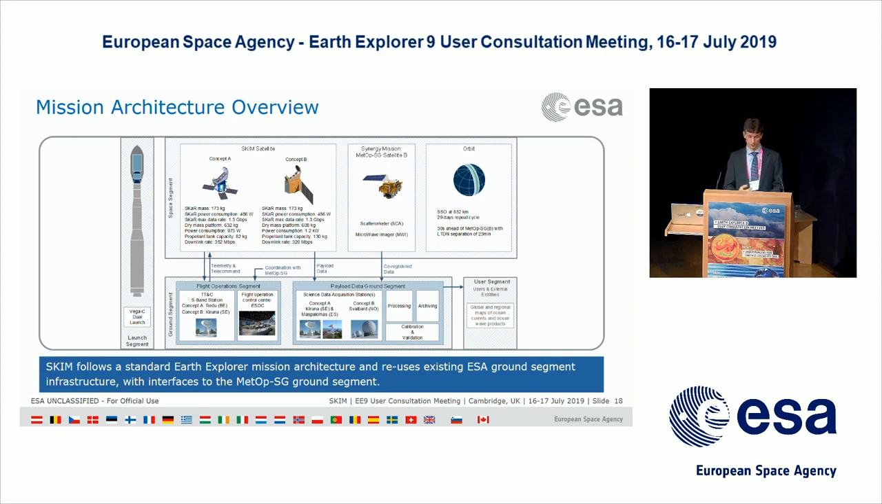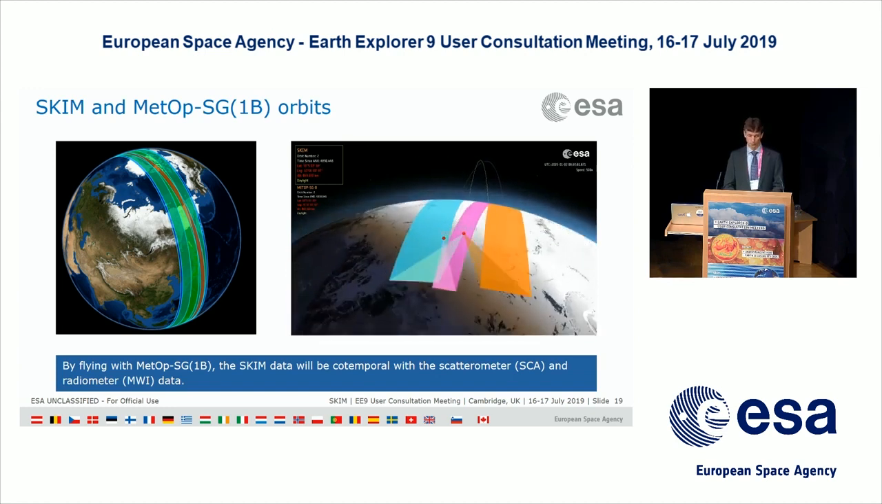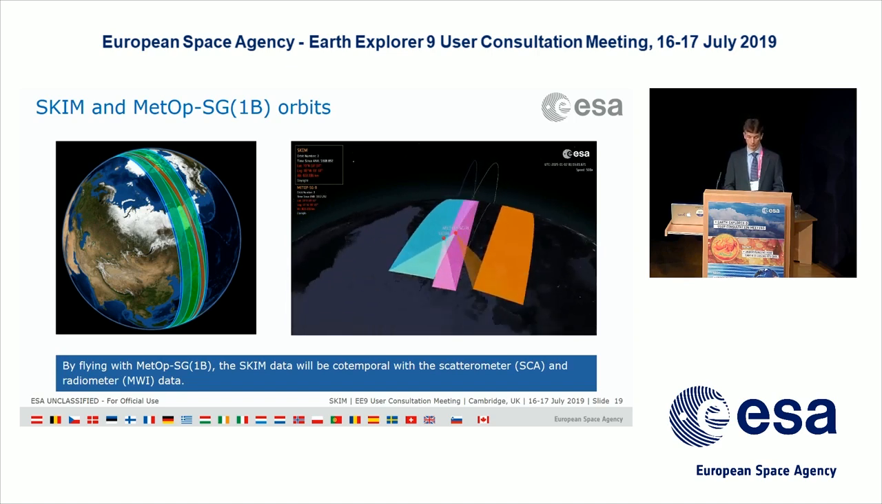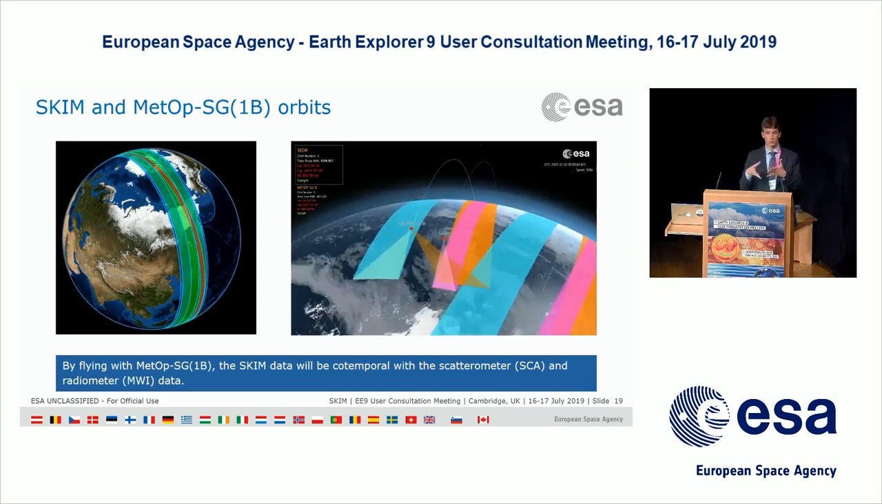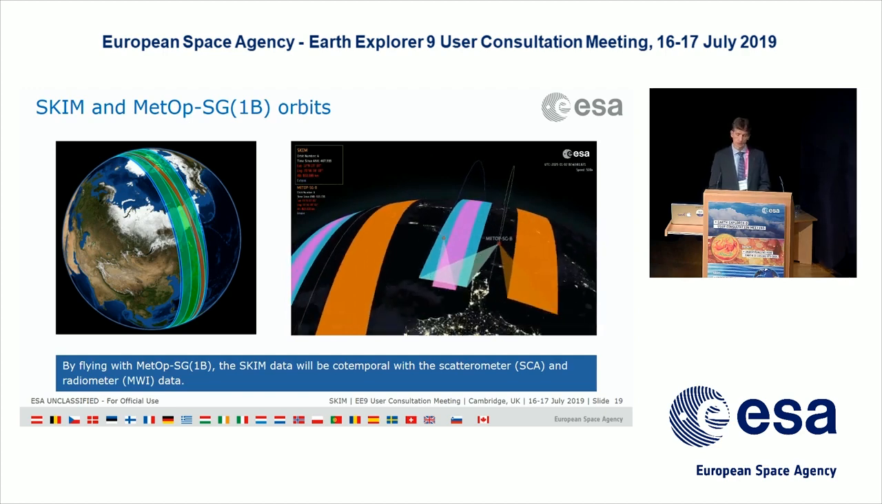And then we have the ground segment, which reuses the standard Earth Explorer infrastructure from ESA with interfaces to the METOP-SG ground segment. Here you see how the swath of SKIM travels through that of the scatterometer on METOP. So we start in one swath, and then as we go over the poles, we shift to the other swath of the scatterometer. And this is achieved by applying a small rotation to the orbital plane of SKIM with respect to that of METOP.